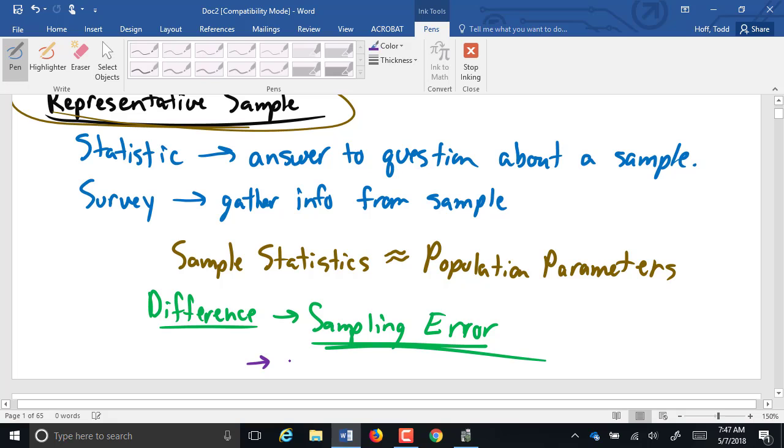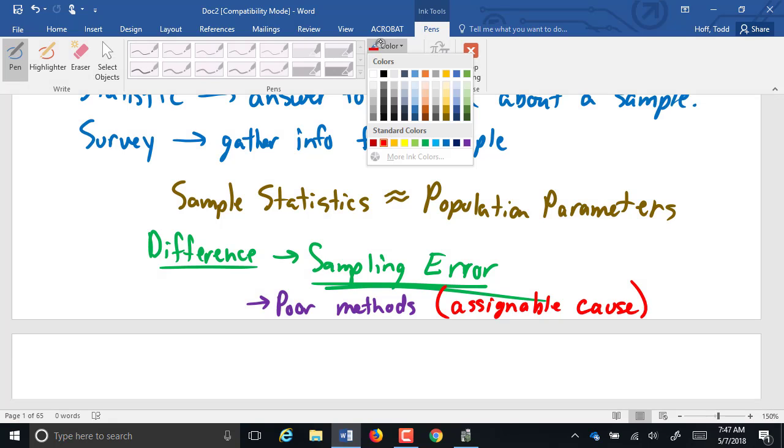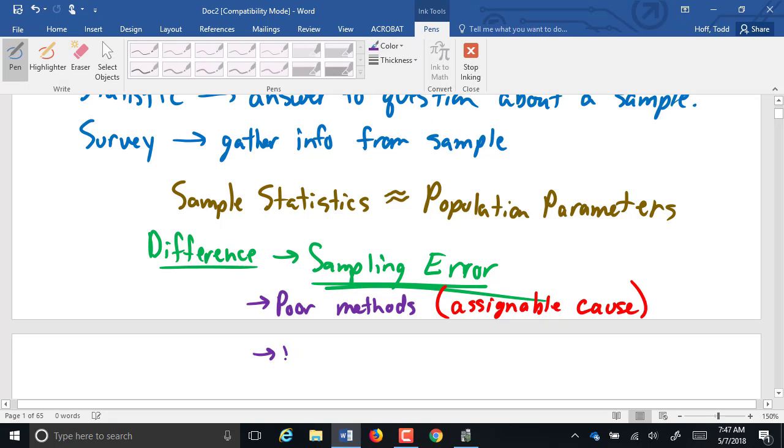Sampling error can come from two things. It can come from poor methodology, if you were talking about quality control, that's what's called assignable cause variation. Or it can come from random effects. And that would be, if you're talking about quality control, that's something called common cause variation.